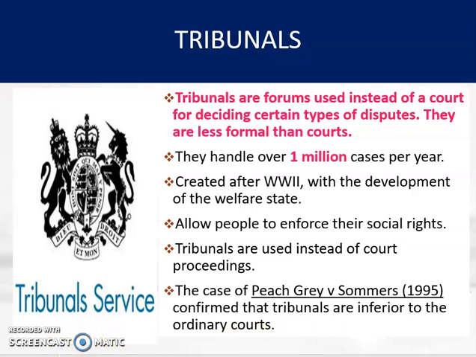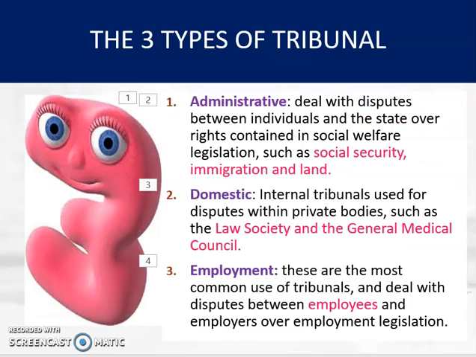You need to be aware that there are 3 types of tribunal which deal with different types of dispute. You can see here we've got administrative tribunals, and these deal with disputes between individuals and the state, where there's been a dispute about the rights contained in social welfare legislation, such as social security, immigration and land. It might be that an immigrant is challenging a decision that's been made. It might be a social security issue, or people not getting the benefits that they think they're entitled to. That could go to an administrative tribunal.